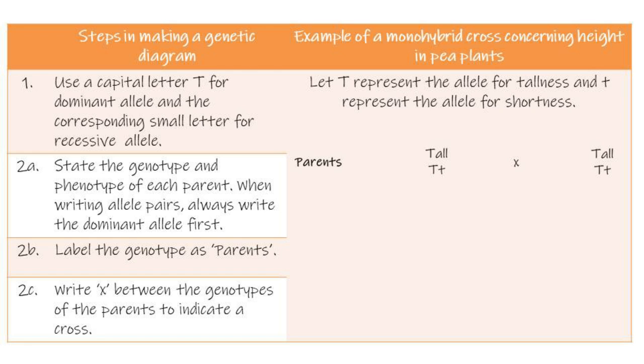First, use a capital letter T for the dominant allele and the corresponding small letter for the recessive allele. State the genotype and phenotype of each parent. When writing allele pairs, always write the dominant allele first. After that, label the genotypes parents. Write a small letter x between the genotypes of the parents to indicate a cross.